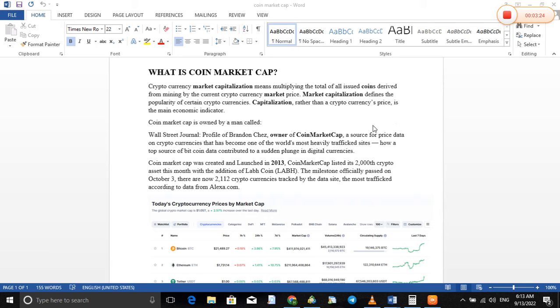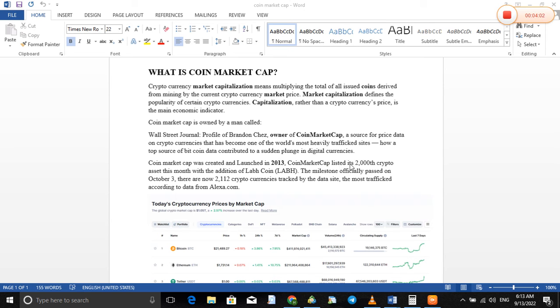Now, a source of price data. When you go to CoinMarketCap, you get a source of price data on cryptocurrencies. Like I've told you, CoinMarketCap helps you to track down most of the cryptocurrencies in the whole world, because at the moment I clearly know that we have over 20,000 cryptocurrencies in the whole world. CoinMarketCap helps you track all these cryptocurrencies such that you can be updated. CoinMarketCap was created and launched in 2013.